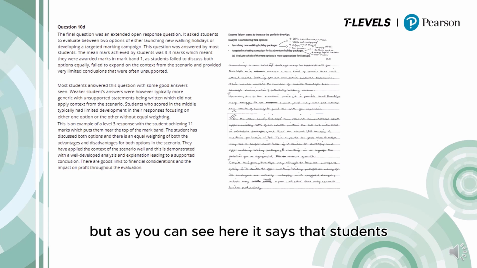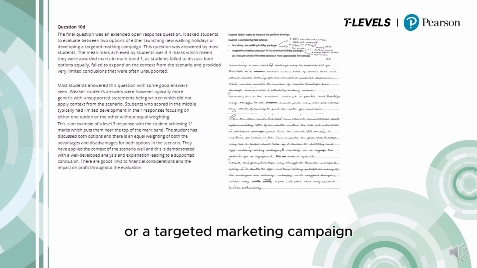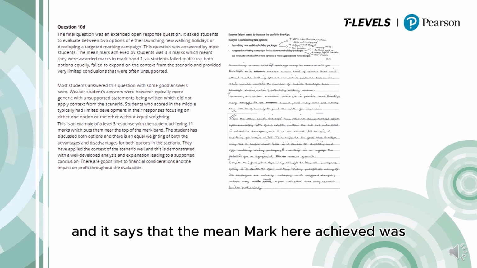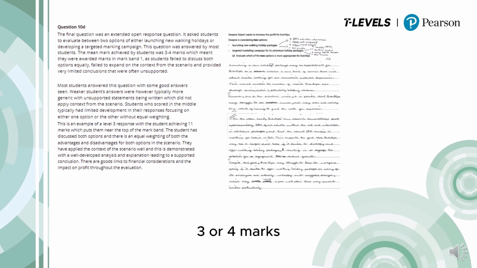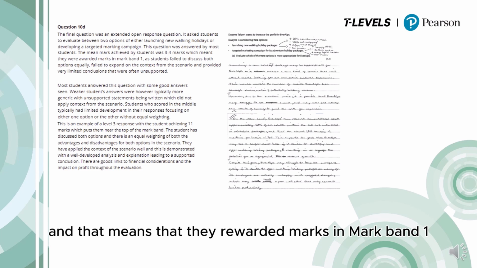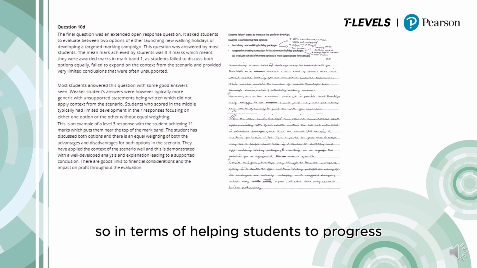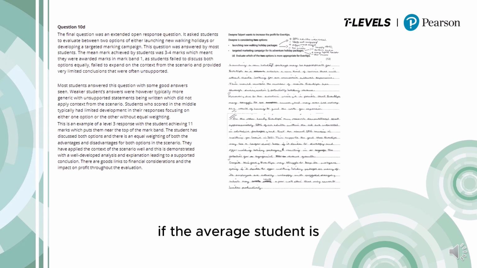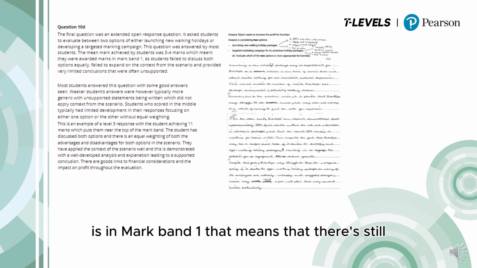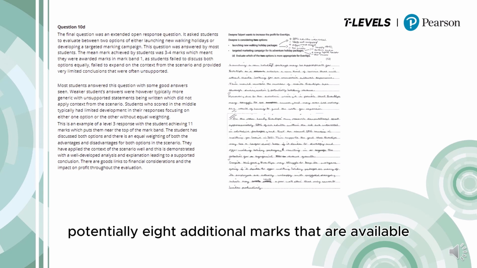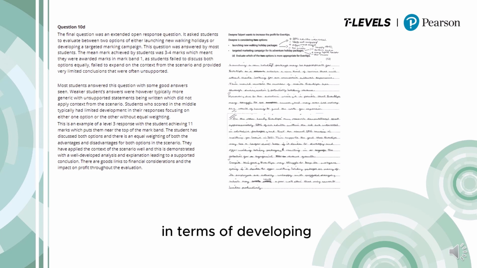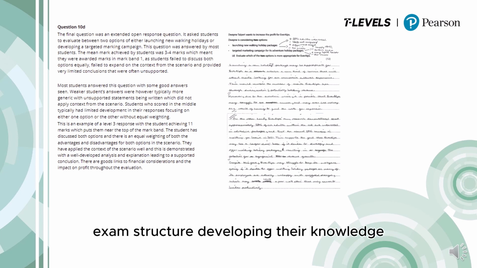But as you can see here, it says that students were asked to evaluate 2 options of either a new walking holiday or a targeted marketing campaign. And it says that the mean mark achieved was 3 or 4 marks. And that means that they were awarded marks in mark band 1. So in terms of helping students to progress, if the average student is in mark band 1, that means there's still potentially 8 additional marks available in terms of developing exam structure and their knowledge, that you can then work with them in class on.